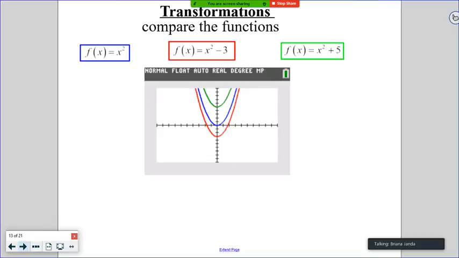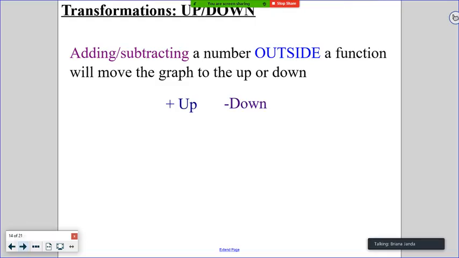Now, do they move the way we think they should? Yes. This time the subtraction moves down, which is the way we would normally associate that with a graph, right? Negative moving down, positive moving up. These are what are called vertical transformations or vertical shifts. Up and down, okay? Again, adding and subtracting.